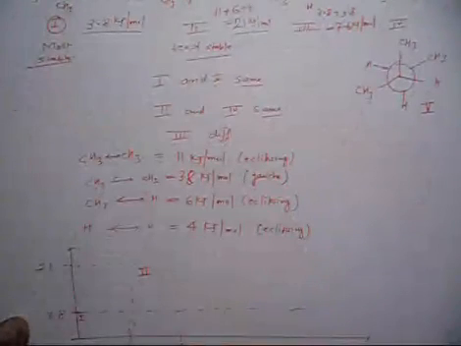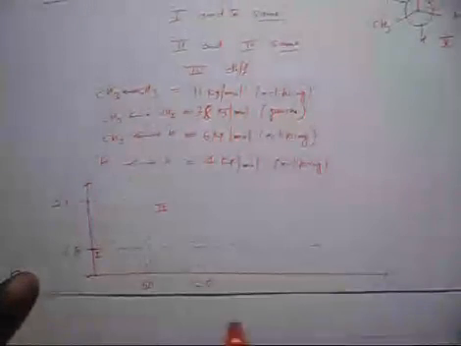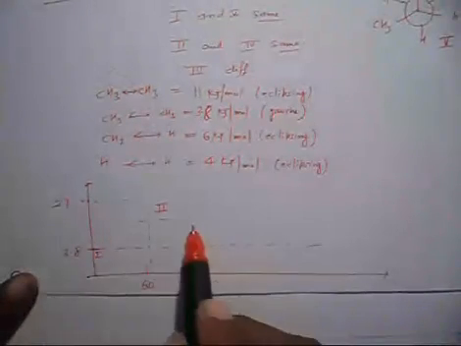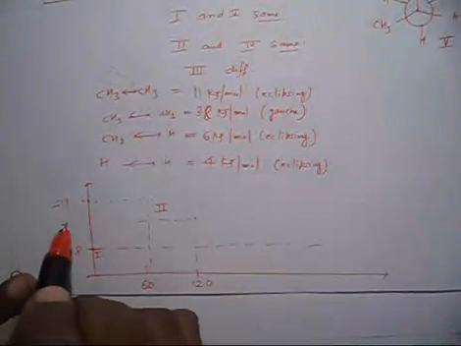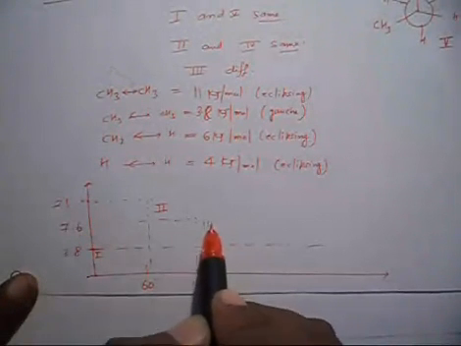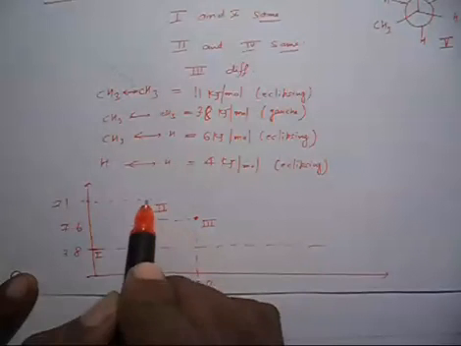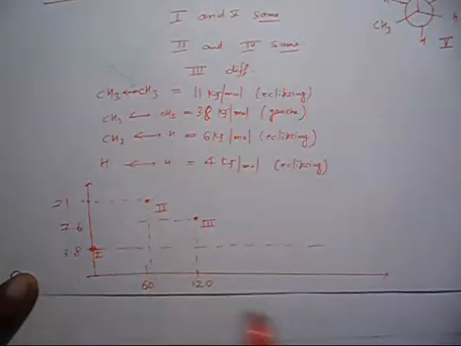So at 120, when the angle of rotation is 120 degrees, this energy is 7.6. So this value will come somewhere here. So this is 7.6, and this is 3. So this point, and this point.